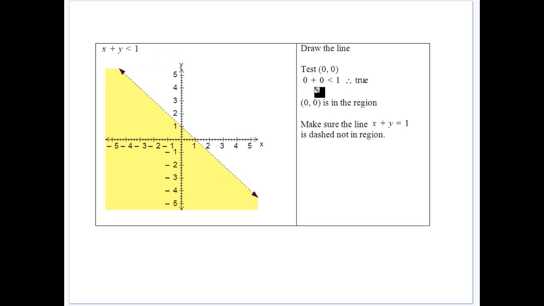And then we test the point. Test 0, 0. Does 0 plus 0 on the left-hand side make it less than 1? It's true. That keeps our statement x plus y less than 1 true. So that means 0, 0 must be in the region. We shade this side. You can shade it how you like. I'm able to do it with the computer program, but all you have to do is indicate this is the side where the region holds. That one side's not. And we again just make sure that the line's dashed. It's not in the region, so it's not a solid line there.